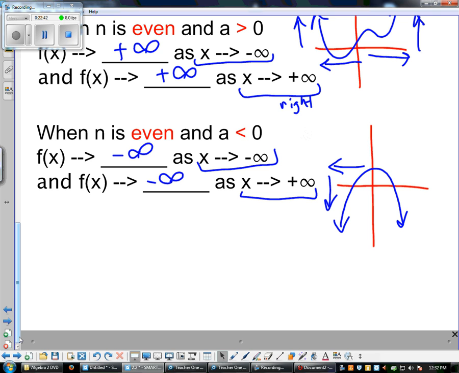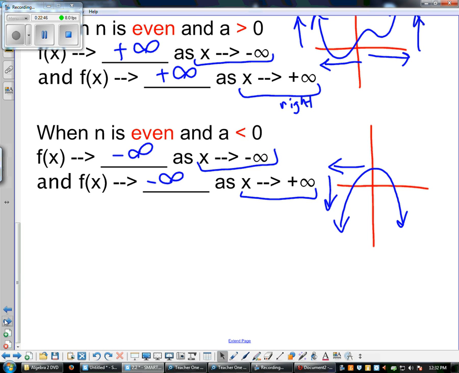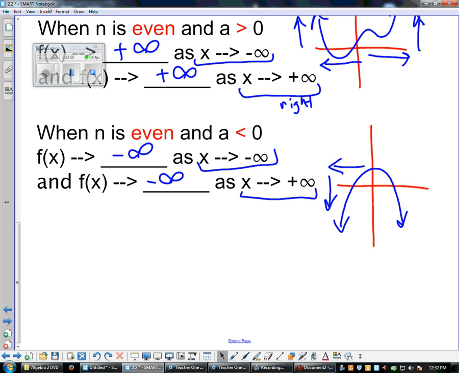Okay, so those are the leading coefficient tests. All right, so I do need you to have some way in your head of remembering these.